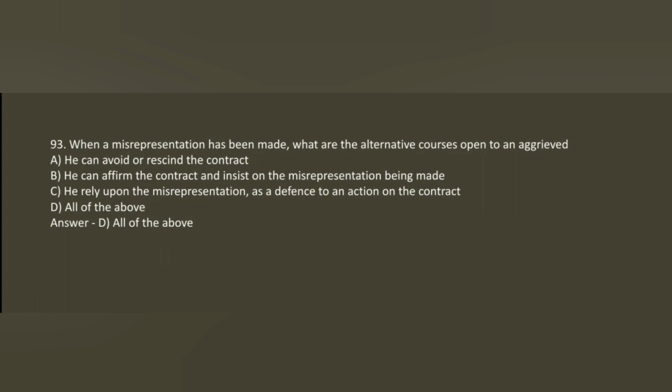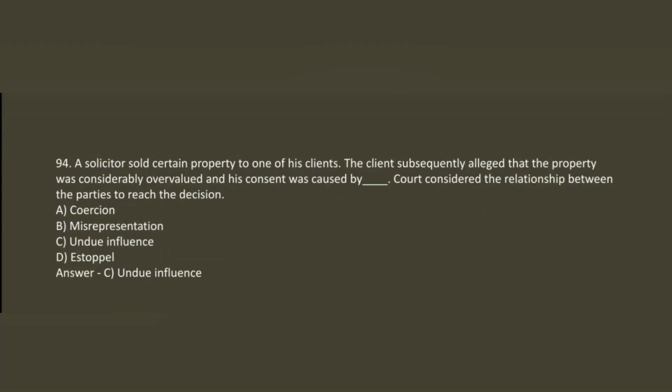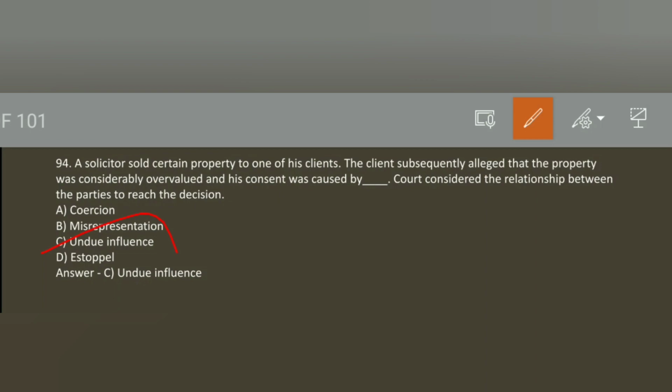Question number 93. When a misrepresentation has been made, what are the alternative courses open to the aggrieved party? Correct answer option D, all of the above. Next question. A solicitor sold certain property to one of his clients. The client subsequently alleged that the property was considerably overvalued and his consent was caused by dash. The court considered the relationship between the parties to reach the decision. Correct answer option C, undue influence.